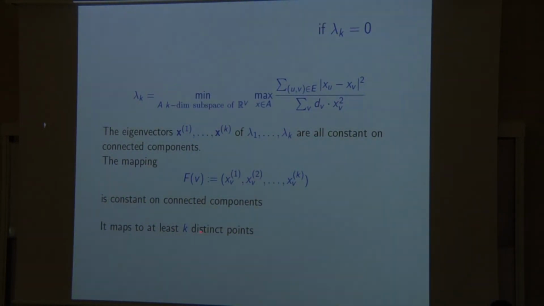Because if they didn't, that would contradict the linear independence of those k vectors. That's just a couple of lines of calculations, easy to see. Those two things together say that there have to be at least k connected components in the graph, and the eigenvectors tell us what those k connected components are, because I can just look at the embedding, see what are the distinct outputs of the embedding function, and the preimage of each of them will be a different component.